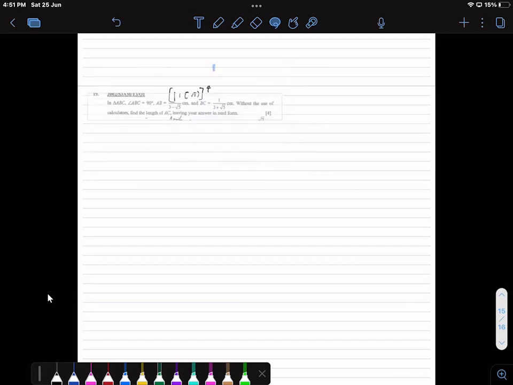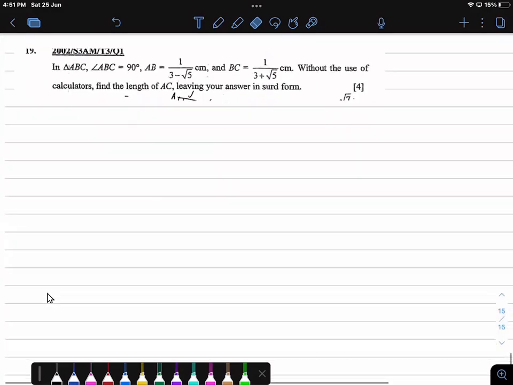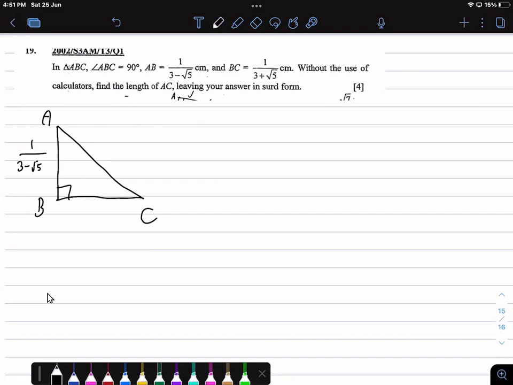This is question 19. Let me get rid of the extra markings. Okay, let's see. So you have a triangle ABC. Thankfully, its angle is 90 degrees, so we don't need to resort to sine rule, cosine rule. AB is 1 over 3 minus square root 5 cm. BC is 1 over 3 plus square root 5 cm. Then without the use of a calculator, you want to find the length of AC, leaving your answer in surd form. So what rule can we use here?